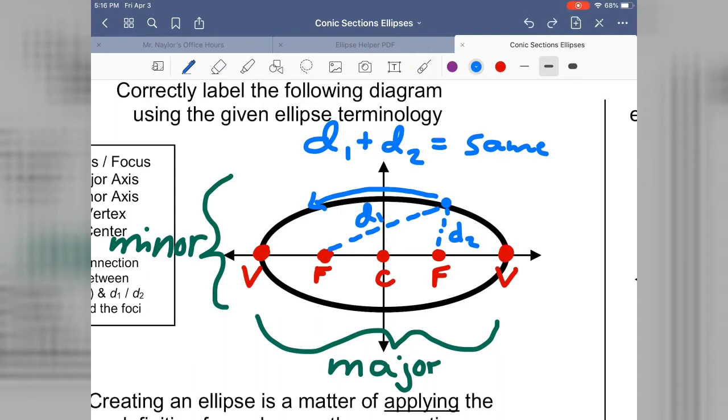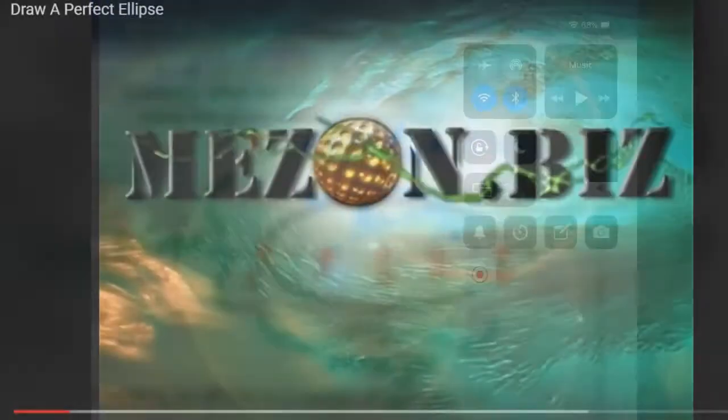Take a look at this quick video about how this definition can be used to create an ellipse.